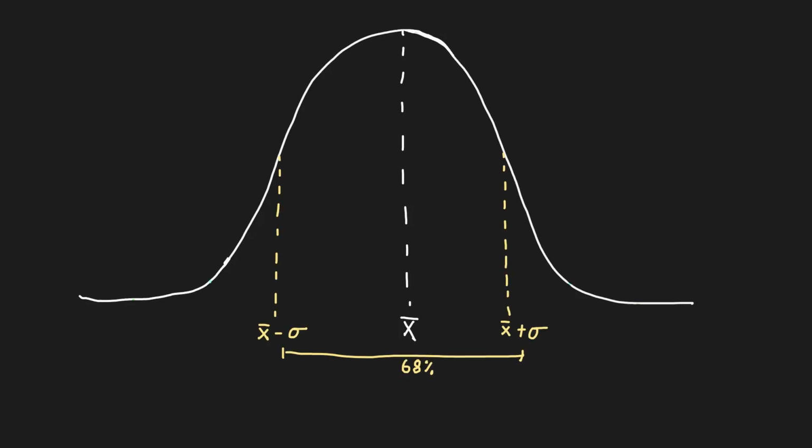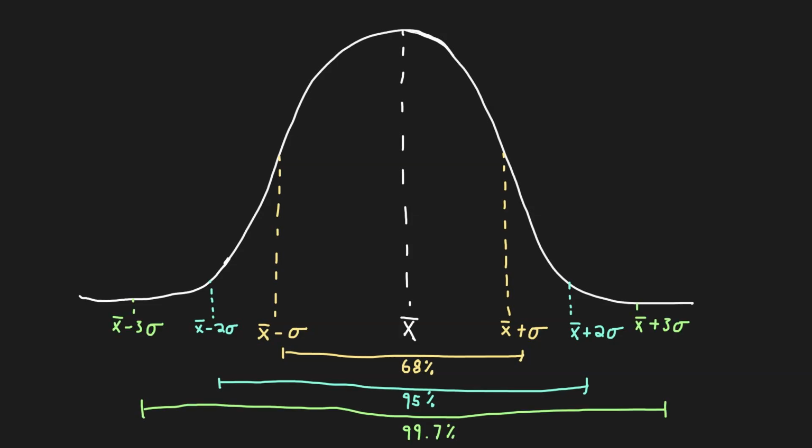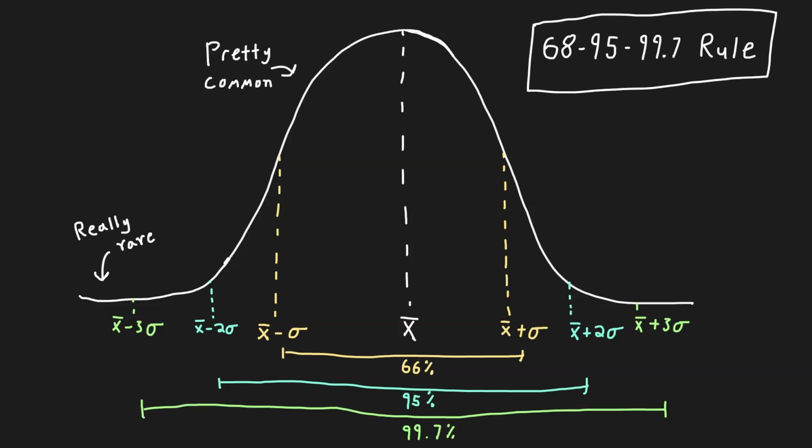What it also has is about 68% of data points falling within one standard deviation of the mean, 95% within 2, and 99.7% within 3. This is known as the 68, 95, 99.7 rule, and this handy property helps determine how rare a value is in a normal distribution. So let's go back to the salary example.